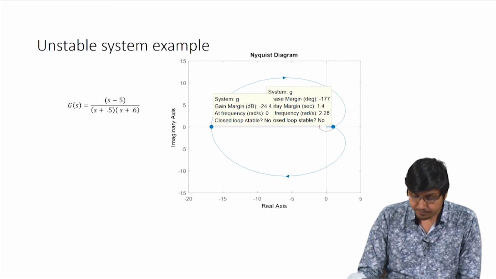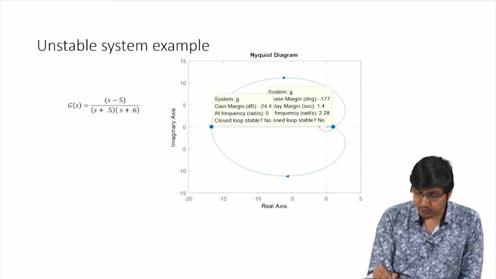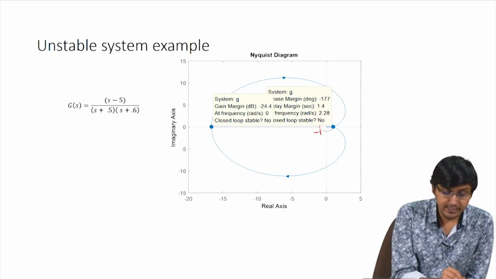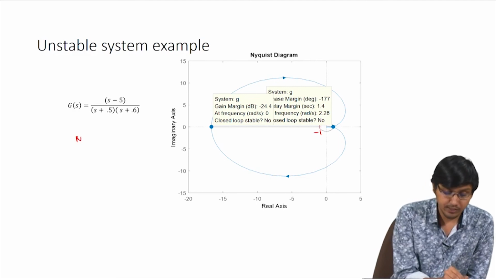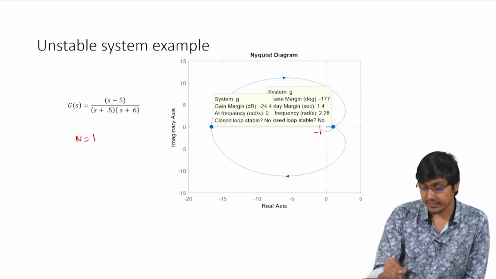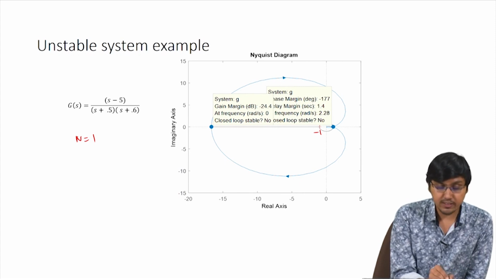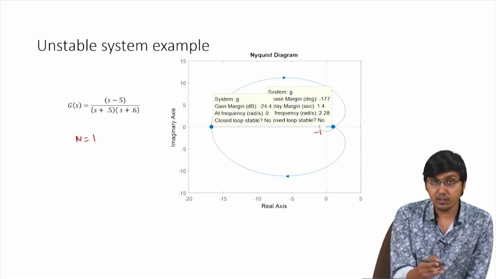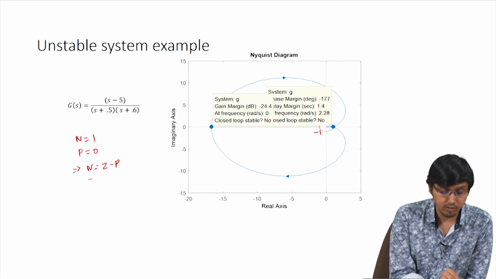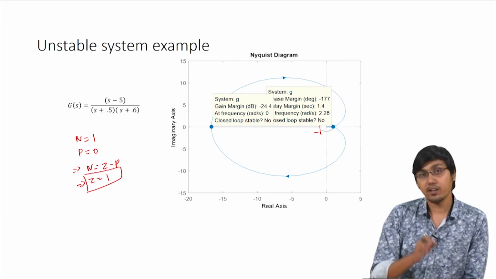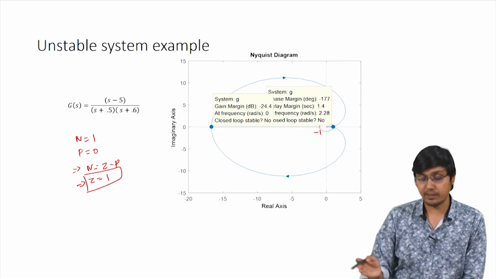So, now the minus 1 plus j0 point is here, and that is a clockwise encirclement, which is the big thing. So, n equal to 1 is the clockwise encirclement, and there are no poles on the right hand side of the S plane of the open loop transfer function. So, p equal to 0, and hence from the equation n equal to z minus p, when n equal to 1 and p equal to 0, you get z equal to 1, which means that in the closed loop transfer function there is one pole on the right hand side of the S plane, which means the system is unstable.